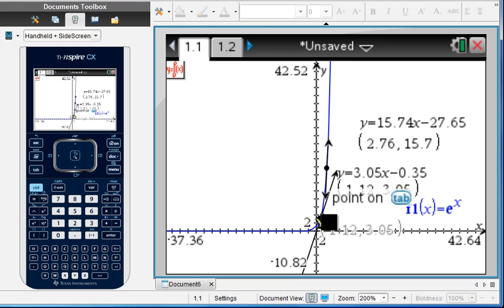So the y value is the same as the slope, which has some very important consequences when we calculate the derivative of this function. The derivative of this function is the same, e to the power x. That's one very handy thing about this function.